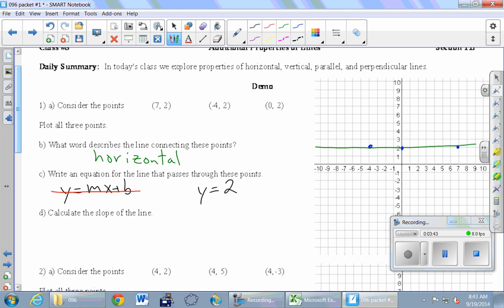So it's very intuitive. You just say, what's consistent? Oh, I see a bunch of 2's that are all the same, and where is that 2 located? It's in the y coordinate. So y equals 2 is the equation of that line.